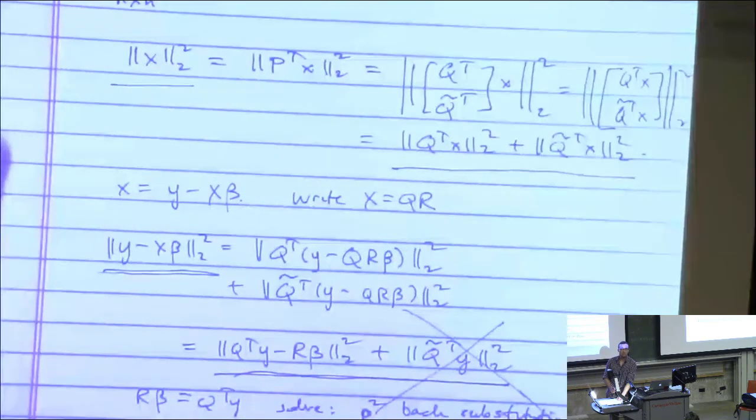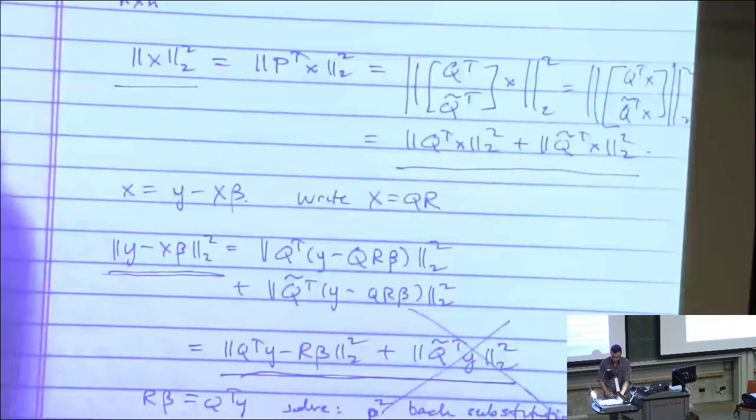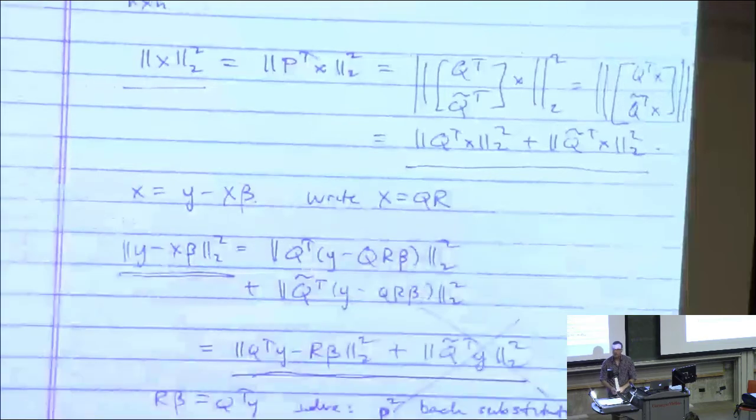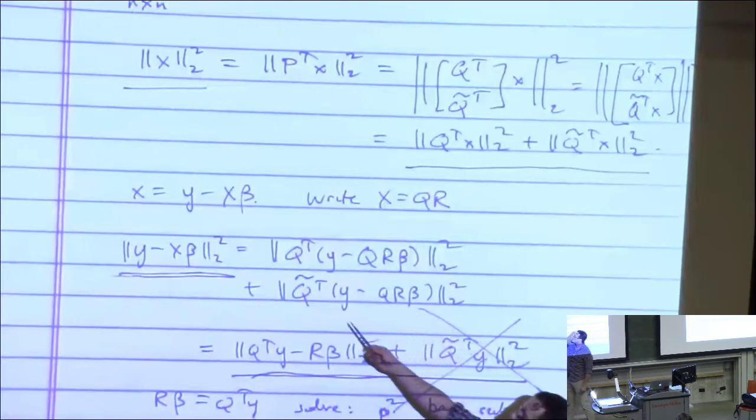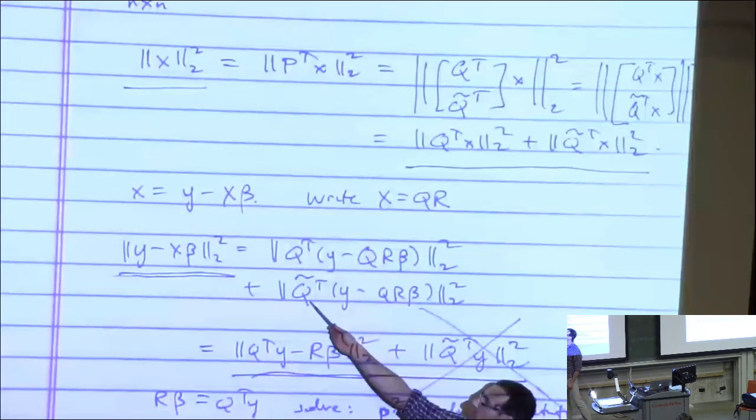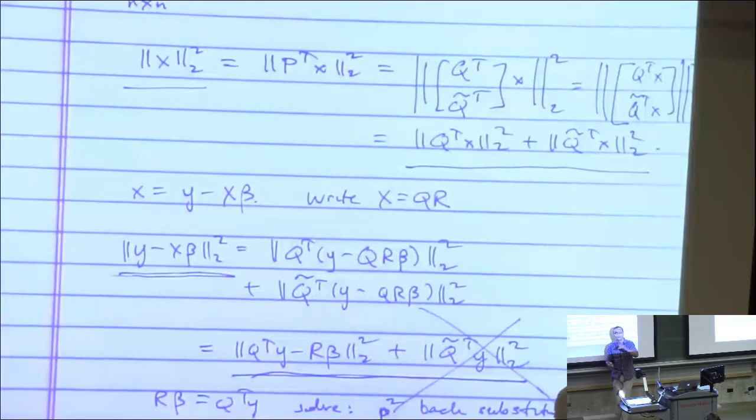Any other questions? How did we go from splitting up y minus x beta squared, why is the second term above equal to the second term below? Is that because of the Q tilde? Yes, that's right. So I multiply Q tilde transpose Q, I get 0 because all the columns of Q tilde and Q are orthogonal. That's right.